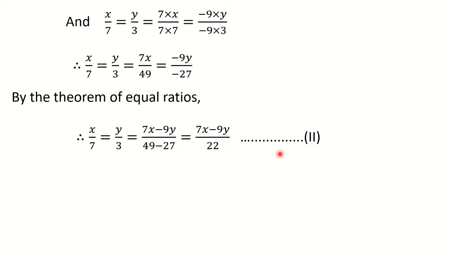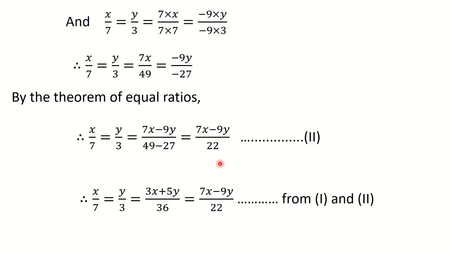That is our answer. And from 1 and 2 we can write the fill-ups. This is the first one, that is 36, and the second one is 22. But you need to find it this way and then you have to write down the answer.